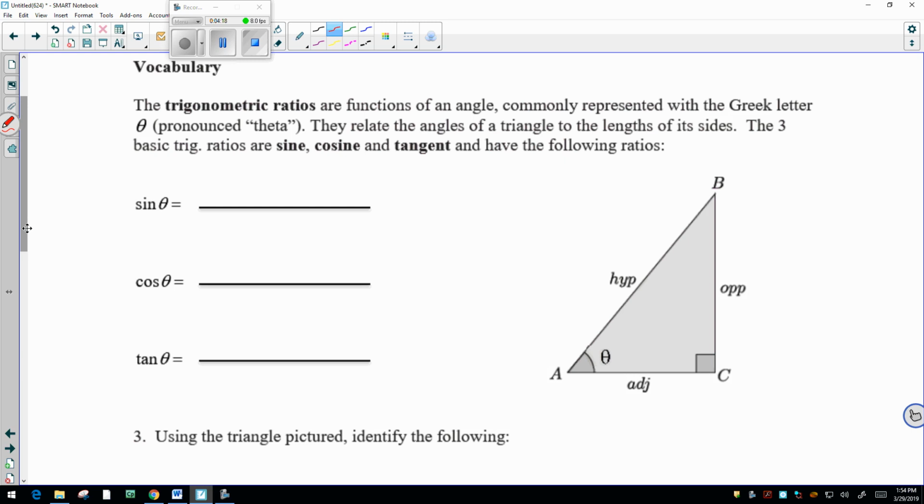So sine, the abbreviation is SIN, sine of theta. And when we look at our triangle, our sine ratio will always be the opposite side divided by the hypotenuse. So we get fractions here. Okay, your cosine theta is going to be your adjacent side divided by the hypotenuse.